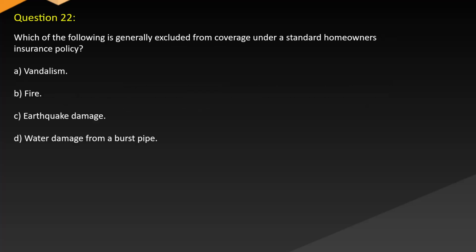Question 22. Which of the following is generally excluded from coverage under a standard homeowner's insurance policy? A. Vandalism. B. Fire. C. Earthquake damage. D. Water damage from a burst pipe.